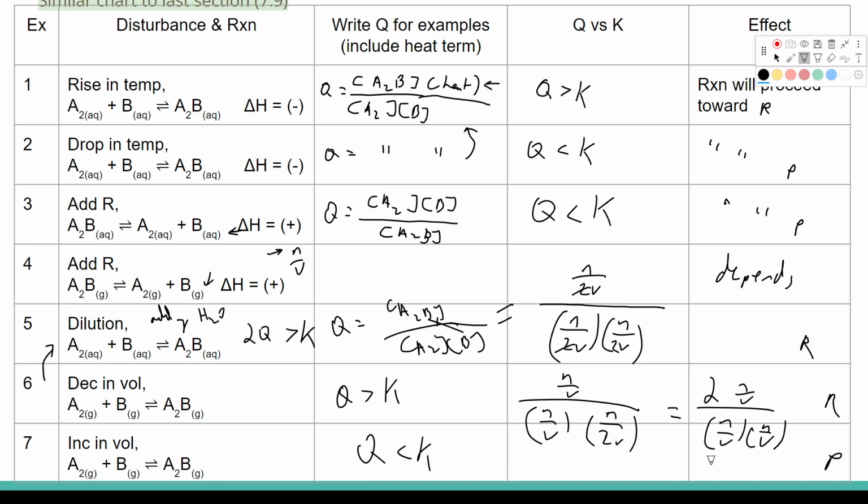Cool. So for messing with volume, whether it is dilution, whether it is volume for gases, just keep in mind that concentration is N divided by V. And so since it's N divided by V, I can mess with the volume part and then see what happens to the value overall. Cool.